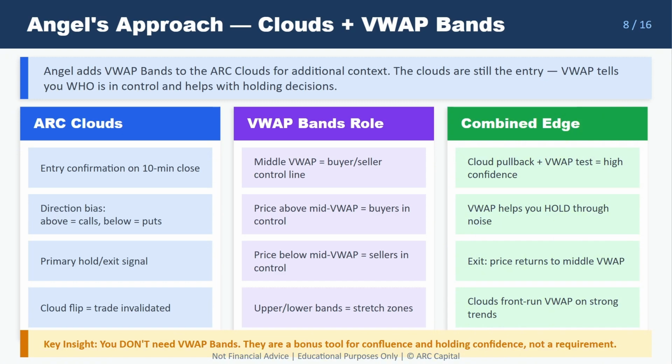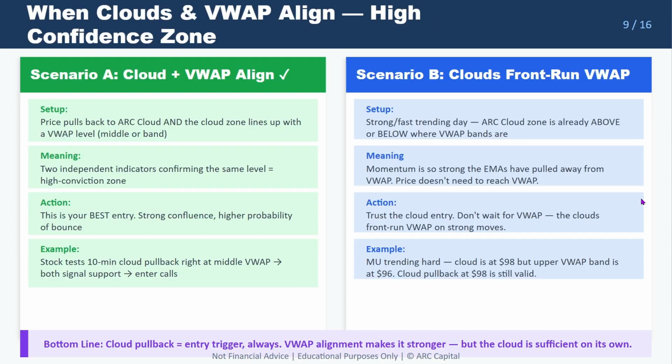So that's why I feel like Rich also just doesn't add the VWAP bands on top, because he just relies on the clouds because they're the primary indicator in our system. So key insight: you don't need VWAP bands. They are a bonus tool for confluence and holding confidence, not a requirement. So when clouds and VWAPs align, this equals a high confidence zone.